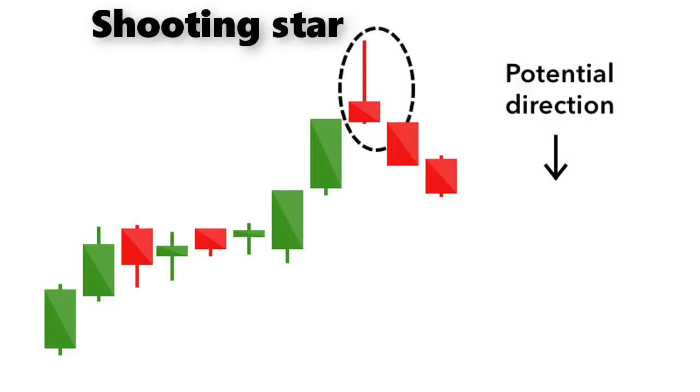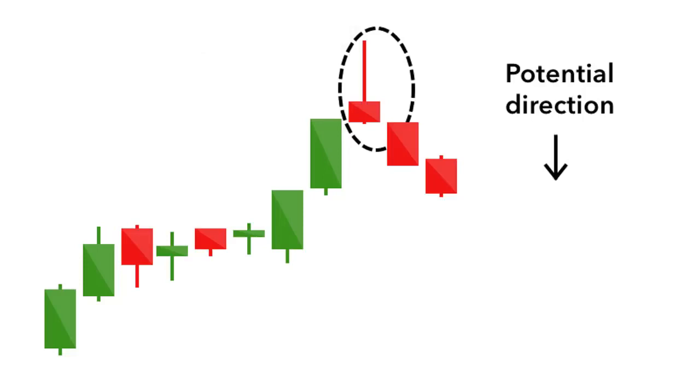Usually, the market will gap slightly higher on opening and rally to an intraday high before closing at a price just above the open, like a star falling to the ground.